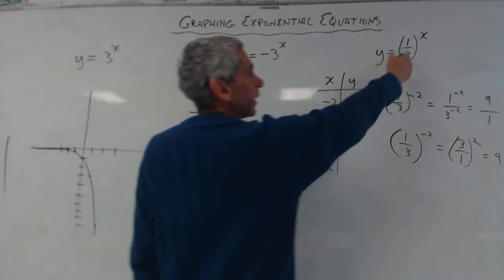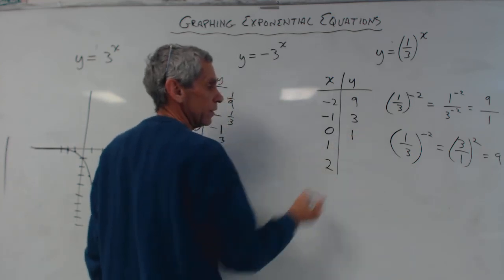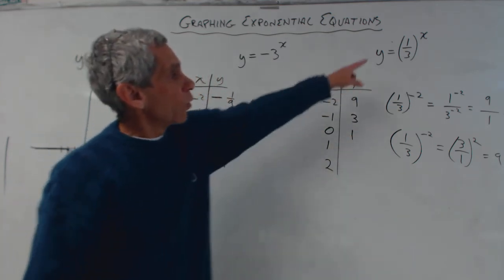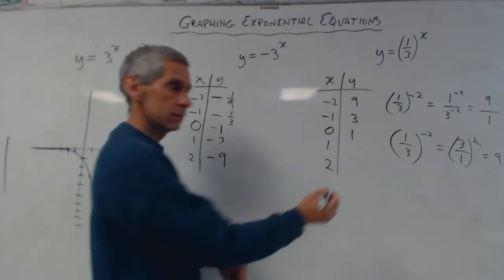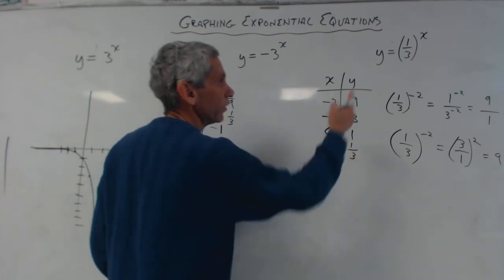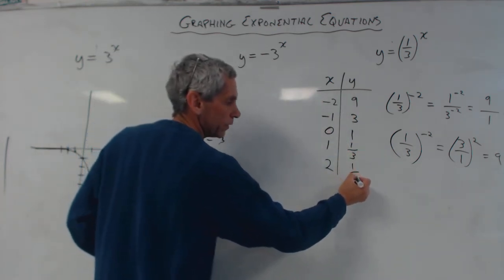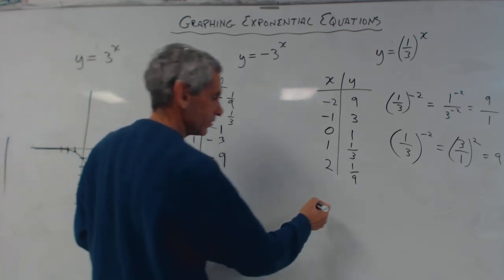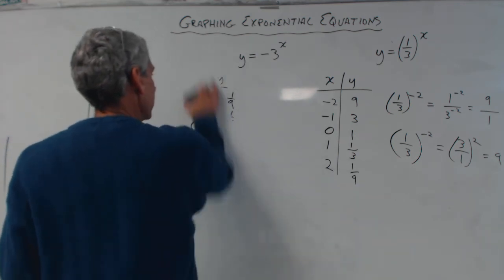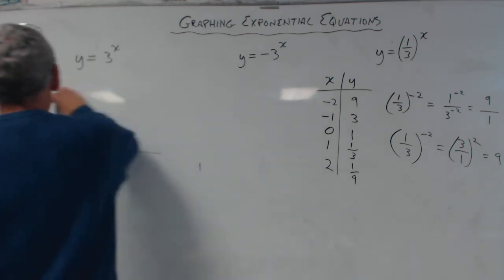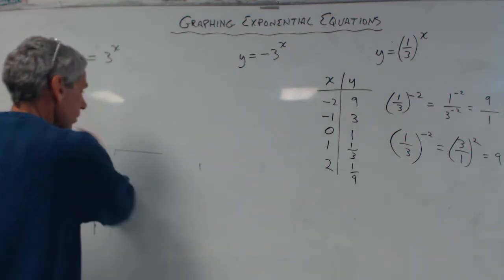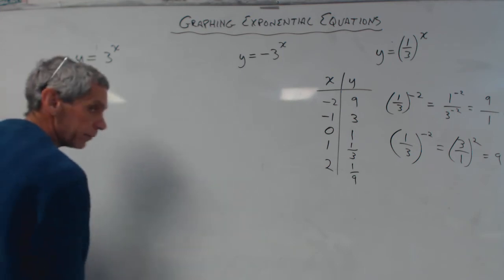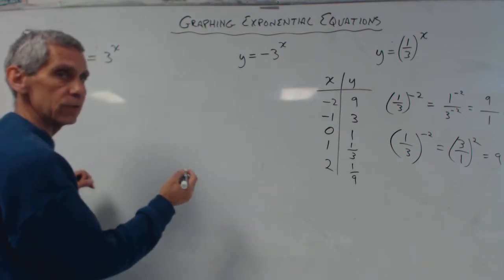Okay. 0. Anything to the 0 power is 1. That one's so easy, right? 1/3 to the first power? 1/3. 1/3 to the second power? 1/9. And so then, when you graph it, but how do you graph 1/3? Well, I've been doing it all these times. I've been graphing 1/9 and 1/3.